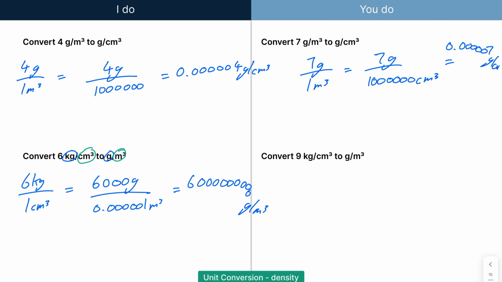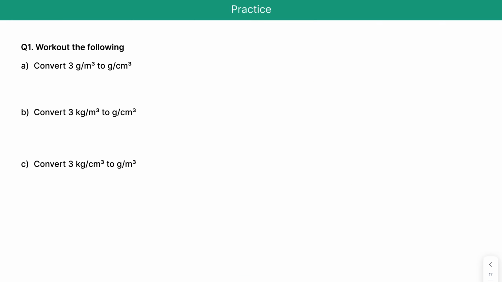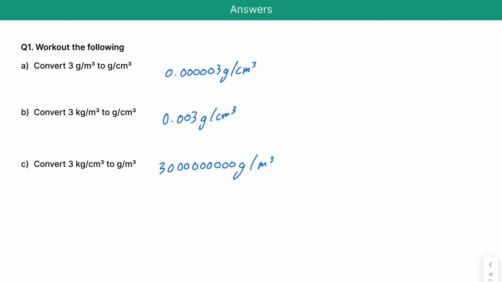And then sort of looking down here, we have 9 kg. Converting that to grams. And converting that to meters cubed. And then finally, you'll just have your 9,000, divide that by 0.1, 2, 3, 4, 5, and then you get your final answer, which is 9 with 1, 2, 3, 4, 5, 6, 7, 8, 9 zeros grams per meters cubed. So here's some practice questions. Press pause and have a go. Here are the answers. Mark your work.